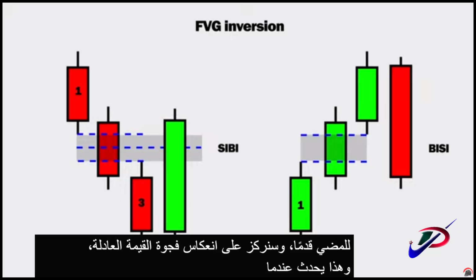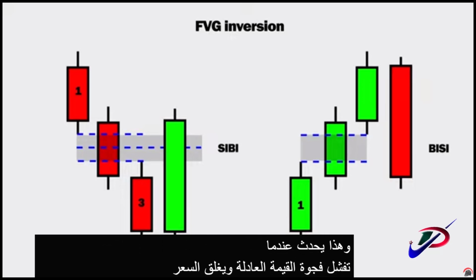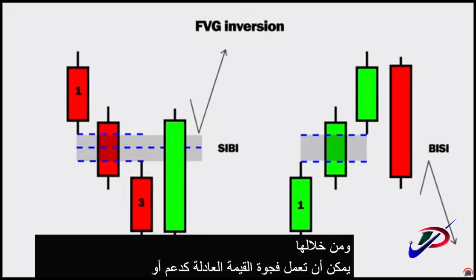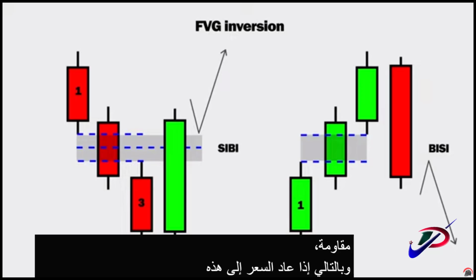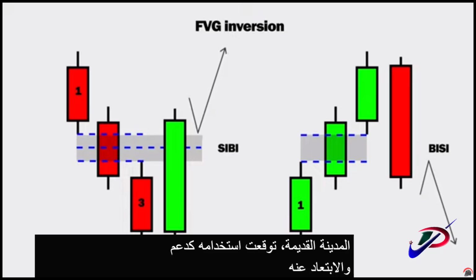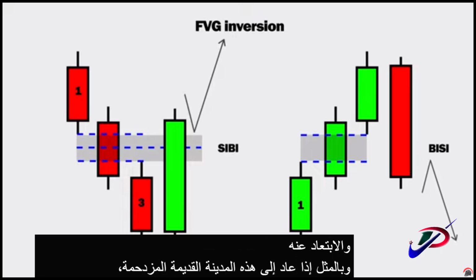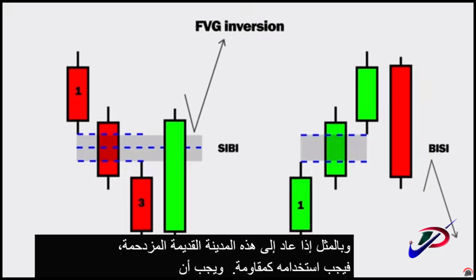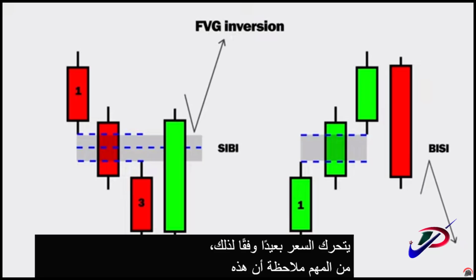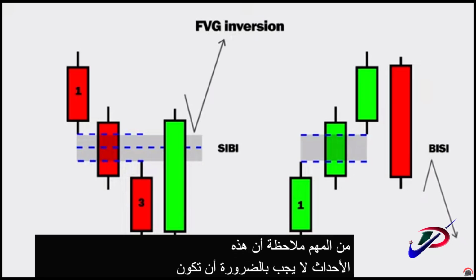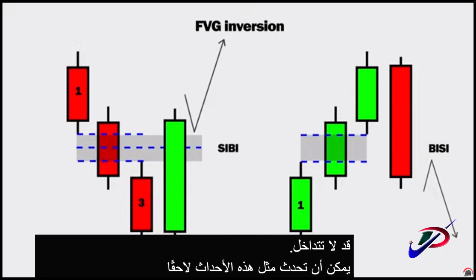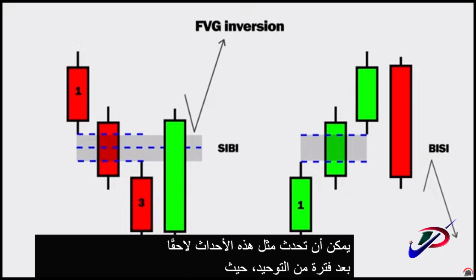This occurs when the fair value gap fails and the price closes through it. Subsequently, this fair value gap can function as either support or resistance. Therefore, if the price returns to this old SIBI, I expect it to use it as a support and move away from it. Similarly, if it returns to this old BISI, it should be used as resistance, and the price should move away accordingly. It's important to note that these occurrences don't necessarily have to be consecutive, and the fair value gaps might not overlap. Such events can take place later on after a period of consolidation.